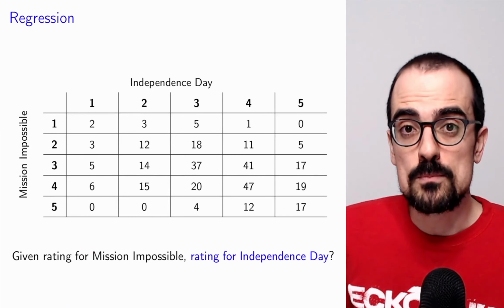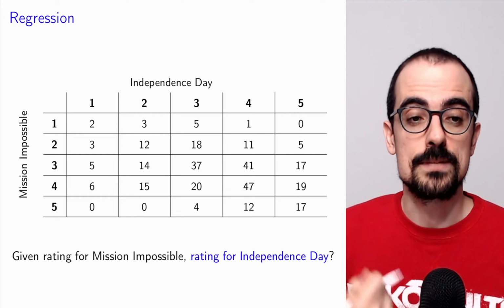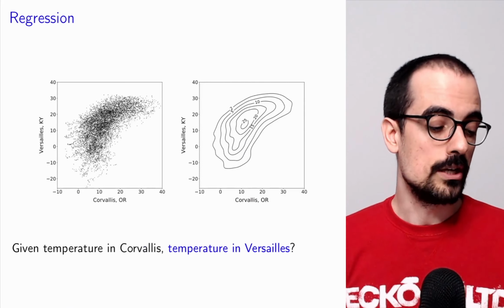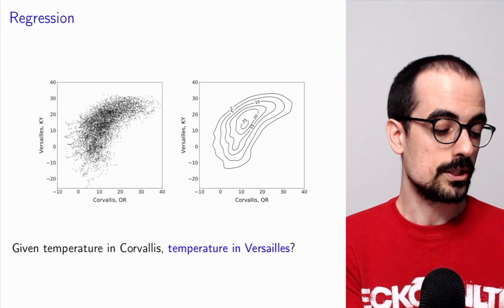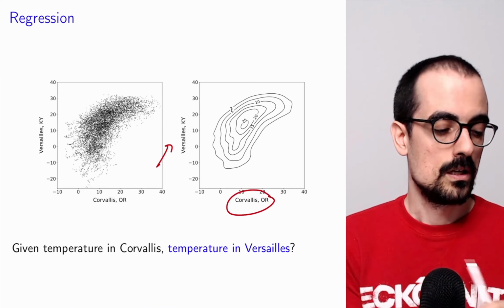All right, so I said a moment ago that the conditional mean is actually very useful for regression. The problem of regression is trying to estimate a quantity from another quantity. So if we have the rating for Mission Impossible here, what should be our rating for Independence Day? Here, if we know the temperature in Corvallis, what should be our estimate for the temperature in Versailles, Kentucky?